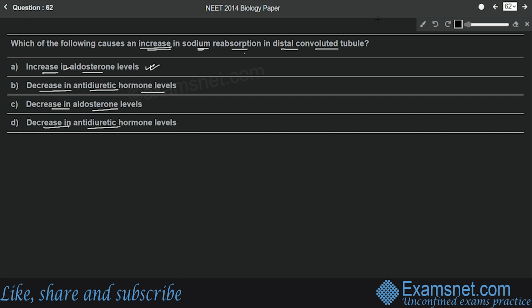in the DCT. Okay, so the increase in aldosterone level stimulates sodium ion reabsorption and water reabsorption as well in the DCT, that is distal convoluted tubule. So option A will be the correct answer.